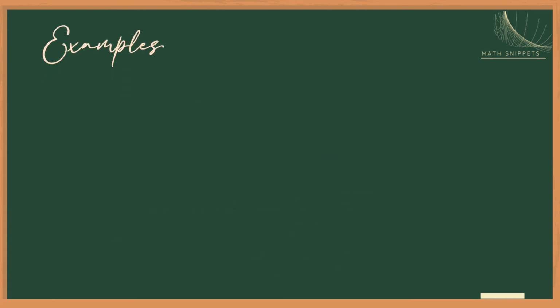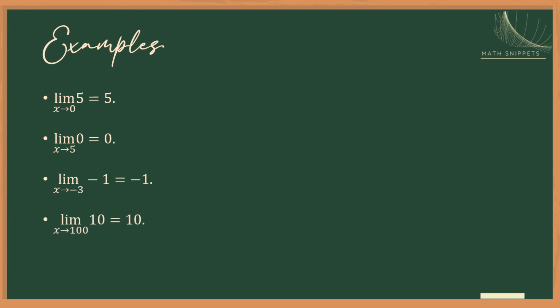So let's look at some examples. The limit of 5 as x approaches 0 is 5. The limit of 0 as x approaches 5 is 0. The same thing with negative 1 as x approaches negative 3 is still negative 1. So whatever the value your x is approaching, it doesn't change the function value since we have a constant function.